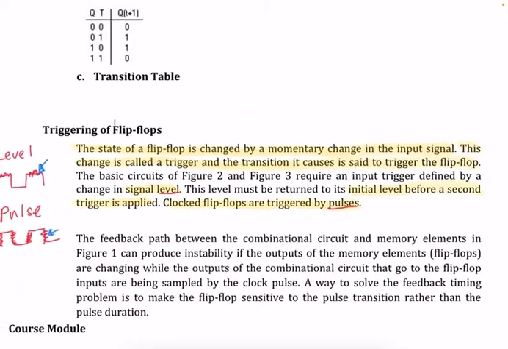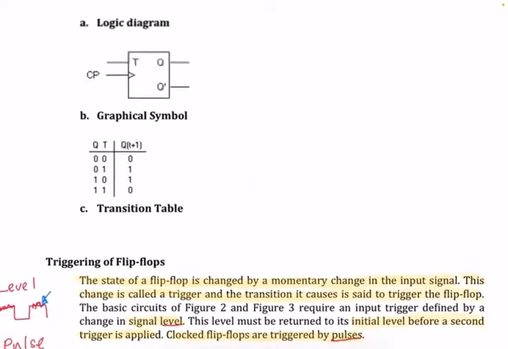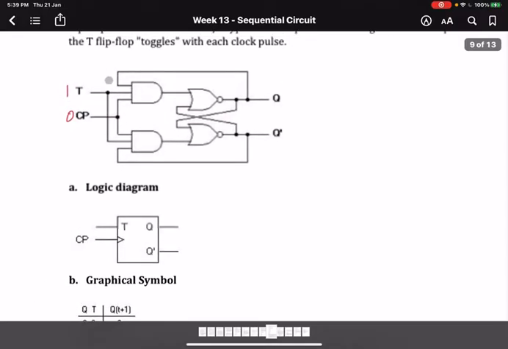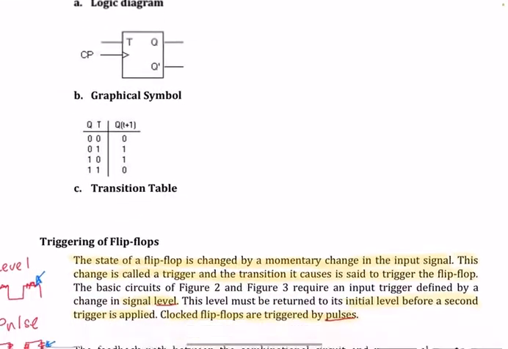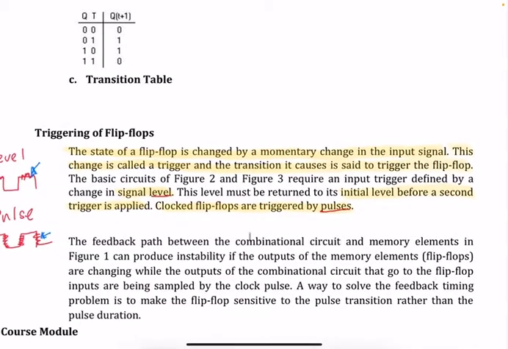Triggering of flip-flops. Paano nati-trigger ng clock? Yung state ng input niya. Okay? So the state of the flip-flop is changed by a momentary change in the input signal. This change is called the trigger, and the transition it causes is said to trigger the flip-flop. The basic sequence of figure 2 and figure 3 require an input trigger defined by a change in signal level. This level must be returned to its initial level before a second trigger is applied.